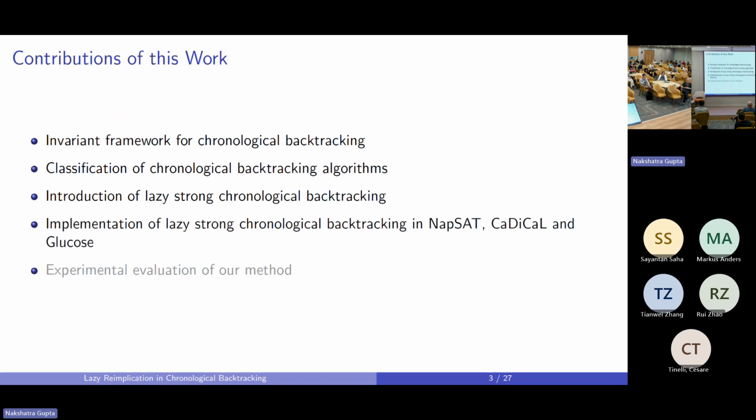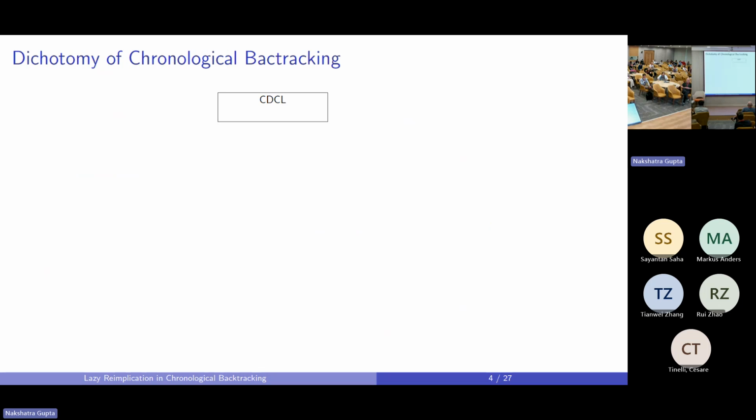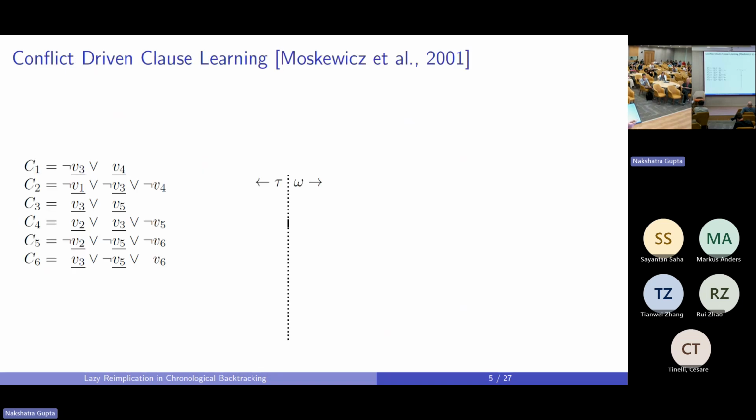This was implemented in a brand new SAT solver written from scratch called NapSAT, but also in Glucose and CaDiCaL, and everything was experimented on. So I assume everybody is familiar with non-chronological backtracking, but I will still show an example so we get familiar with the notations. And why I say greedy is because in non-chronological backtracking, we backtrack as much as we can until the clause is still propagating.